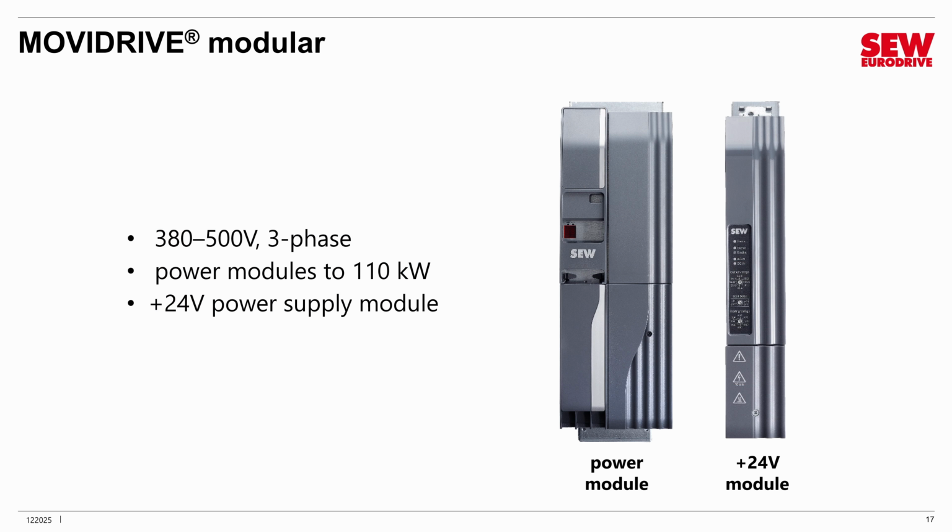Power modules operate on 380 to 500 volts 3-phase AC. They come in sizes up to 110 kilowatts, which is pretty hefty. We also make a 24-volt power supply to supply the electronics if you wish to use that rather than your own 24 volts. And even more importantly, we offer a power supply module that handles a very special condition that comes up a lot with VFDs, and we need to go on a quick detour to talk about it.